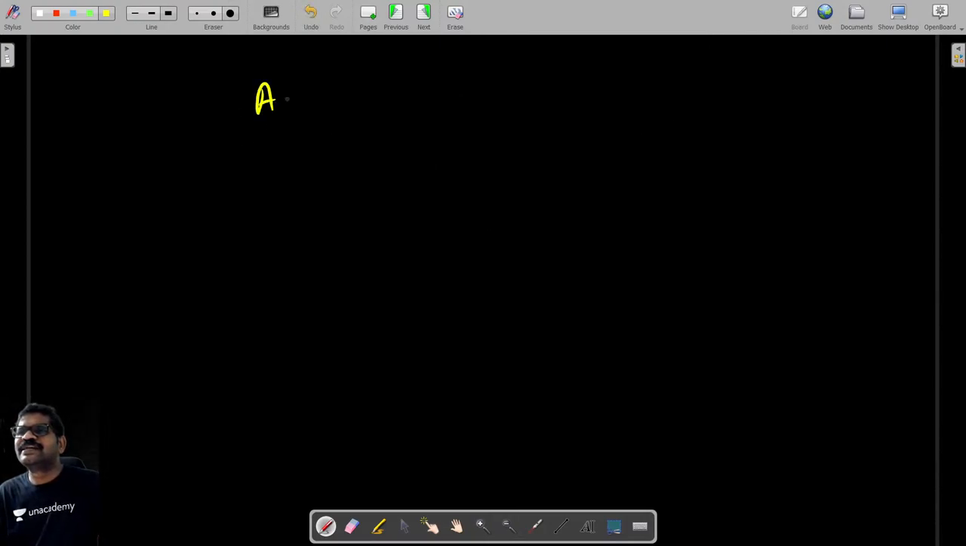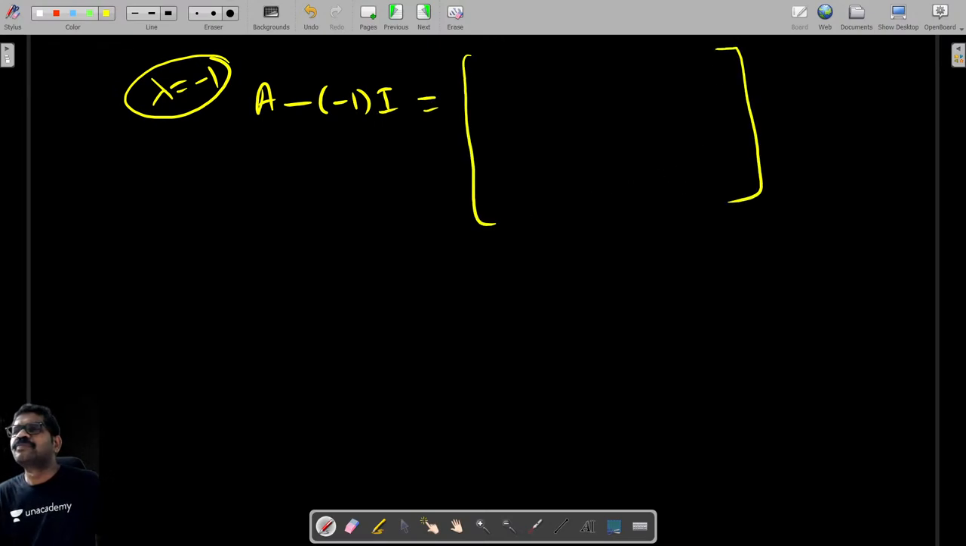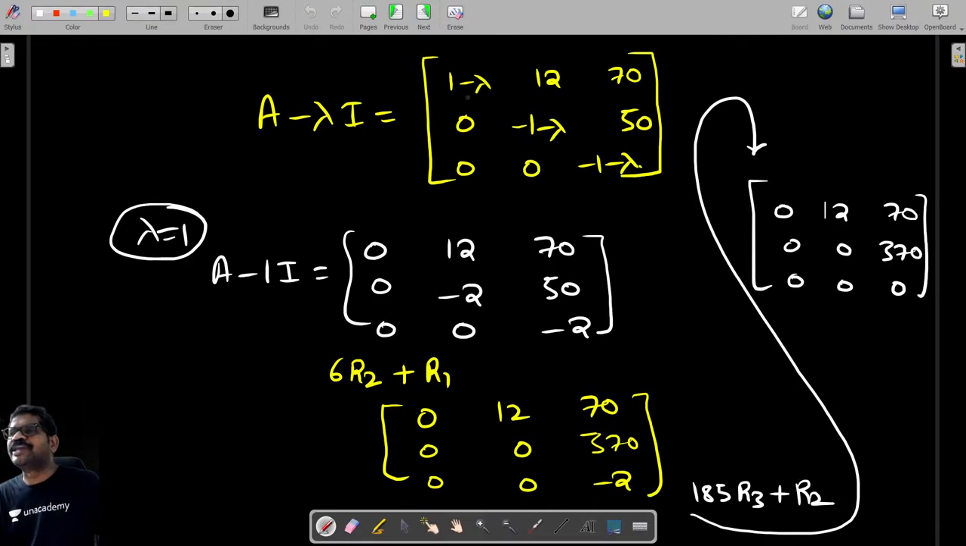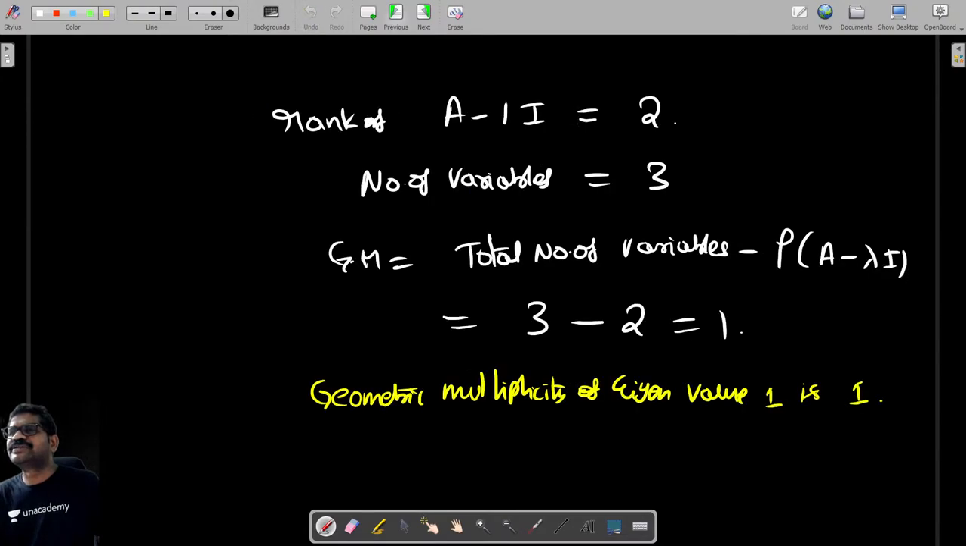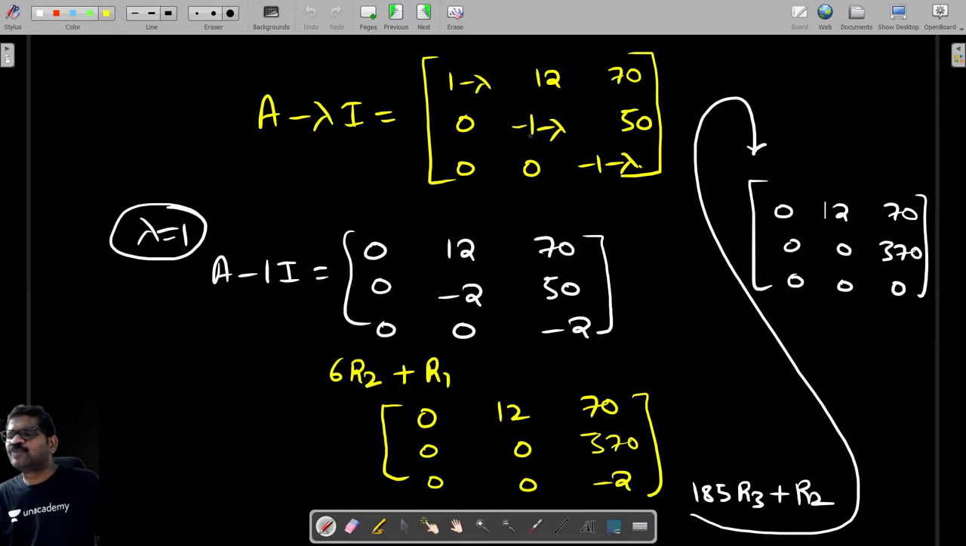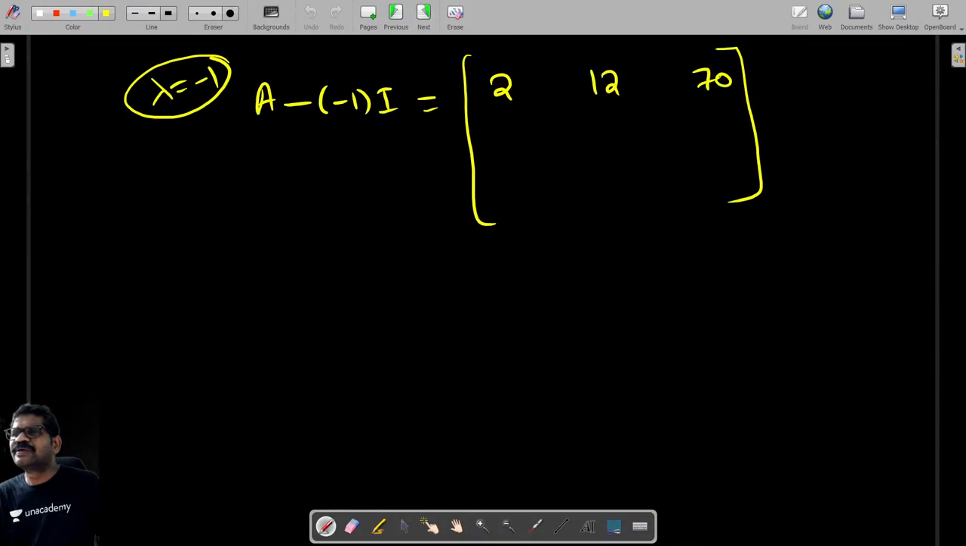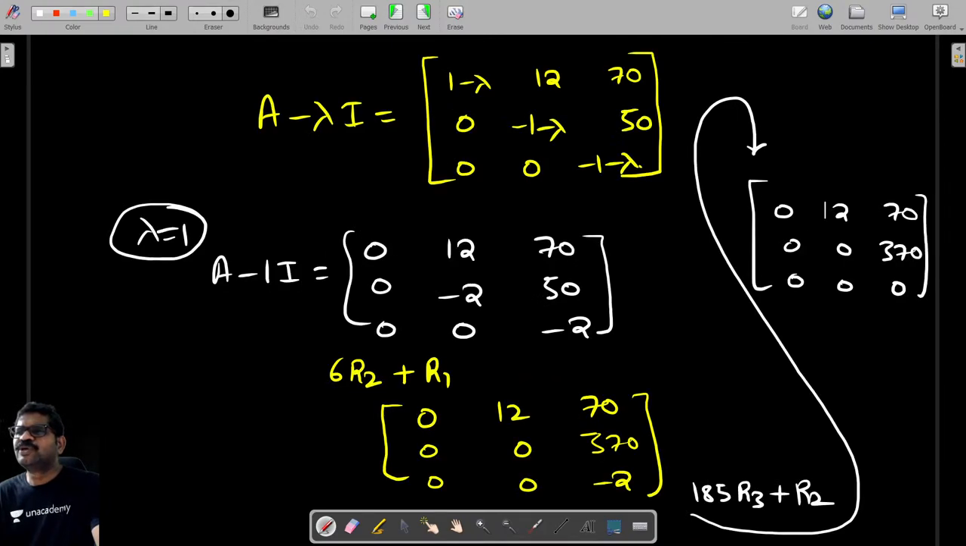Now, consider for lambda equal to minus 1, consider A minus of minus 1 into I. In the place of lambda, substitute minus 1. 1 minus of minus 1, 2, 12, 70. Next, 0, minus 1 minus of minus 1, 0. 0, 0, 50. Next one, 0, 0, 50. Next, 0 0 0.